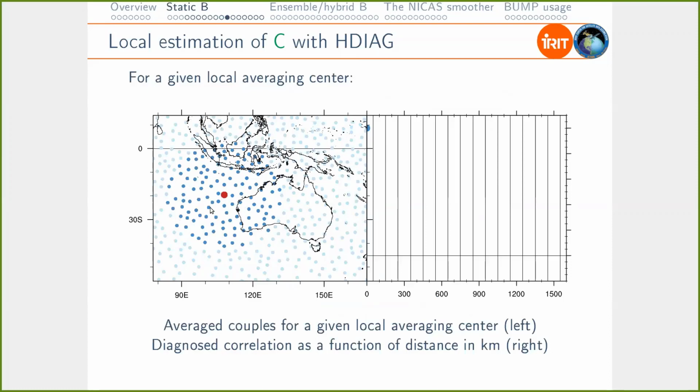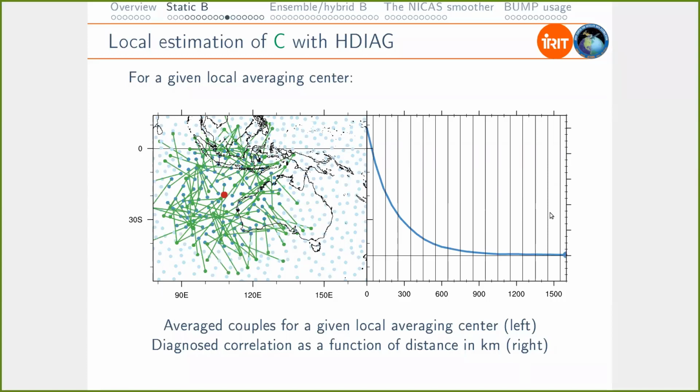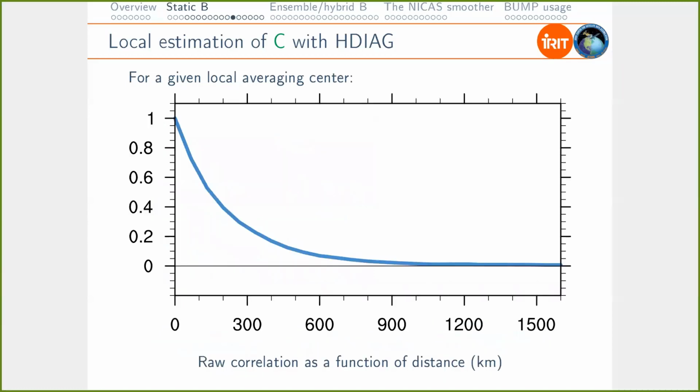We will average the correlation over a given radius for each local averaging center, for each red dot. So here is what we get at 0 separation, and then we increase the separation, and we can average the correlations computed over these pairs of points. And so once we have the full correlation function for this red dot, for this local averaging center, this is the raw correlation function, we will try to fit it.